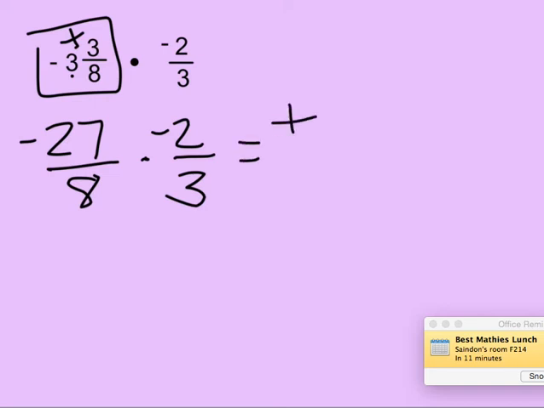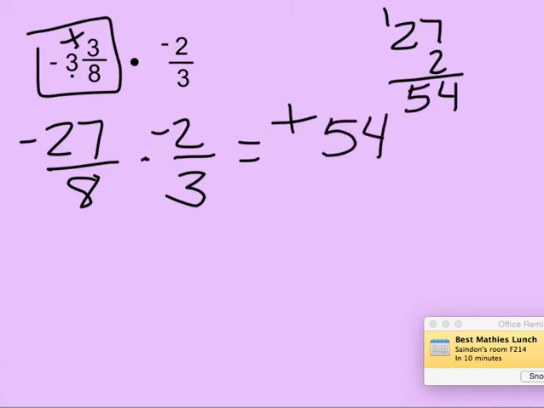Okay, and then I can multiply straight across. 27 times 2, you can go ahead and do it on the side if you need to. Oops, that's supposed to be a 1 up there. Here we go. Okay, 54, that's the top number, and 8 times 3 is 24. Remember, we have to simplify. We're going to get it wrong unless we simplify.